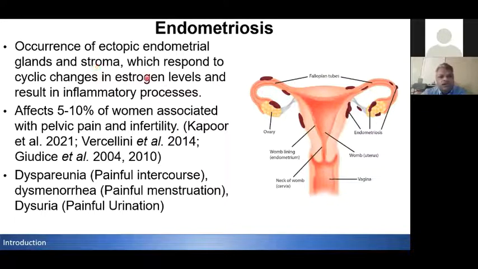Now, this occurrence of ectopic endometrial tissue, so growing of this endometrial layer outside its normal location, which we call ectopic endometrial glands and stroma, they respond to cyclic changes in estrogen levels and result in inflammatory processes. About 5 to 10% of women are associated with endometriosis, and they experience painful intercourse, painful menstruation, and painful urination.